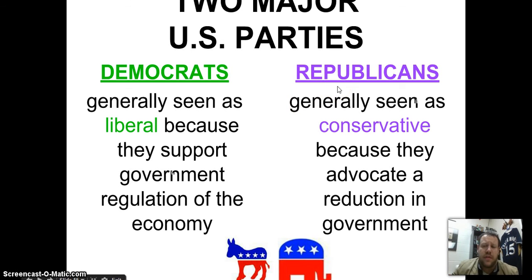Republicans are typically more conservative. Okay, they say, we want to make the government a little bit smaller, give people more of their own decision. They don't want to see government getting involved in things like healthcare, health insurance, that kind of stuff. They kind of want to stay out of that line.